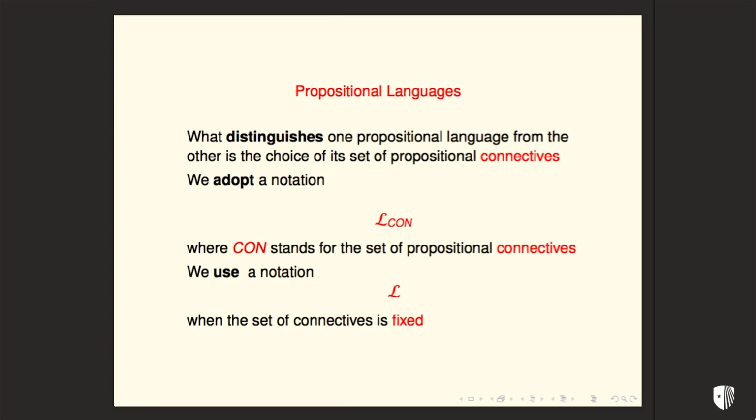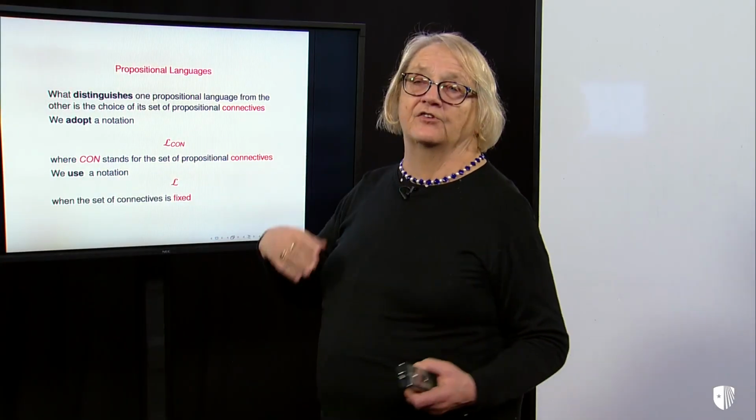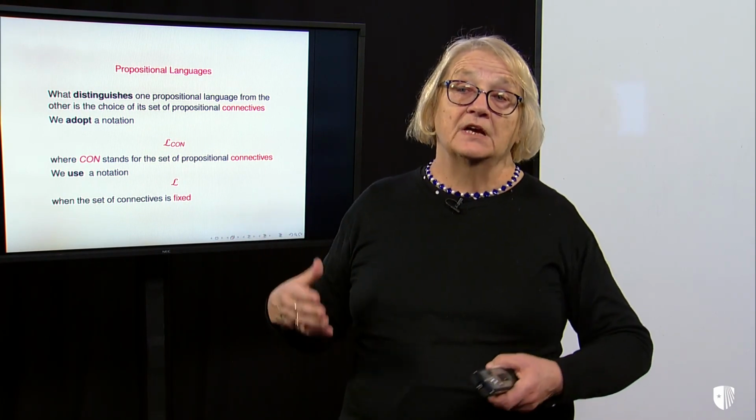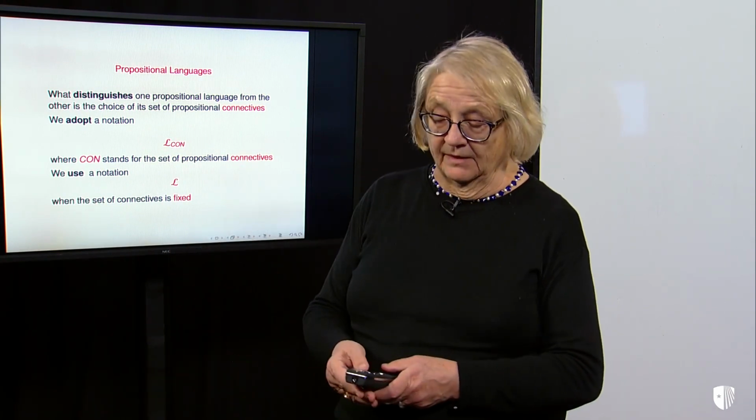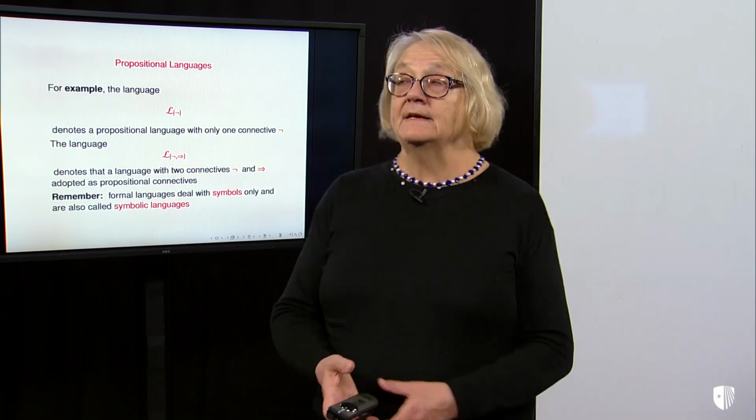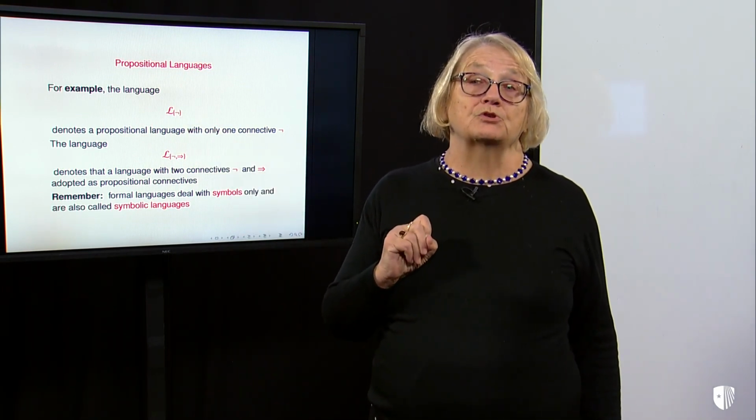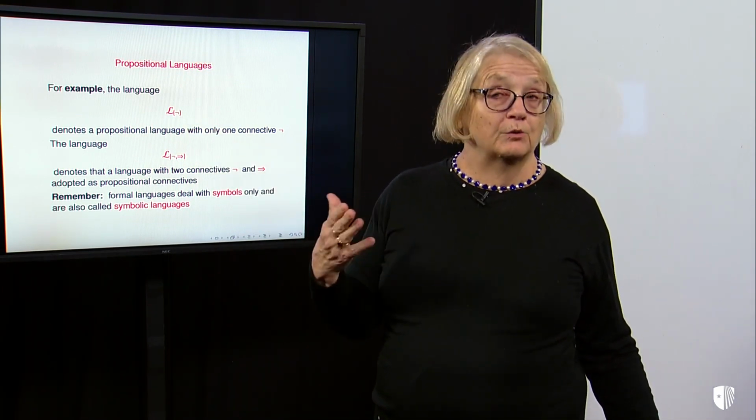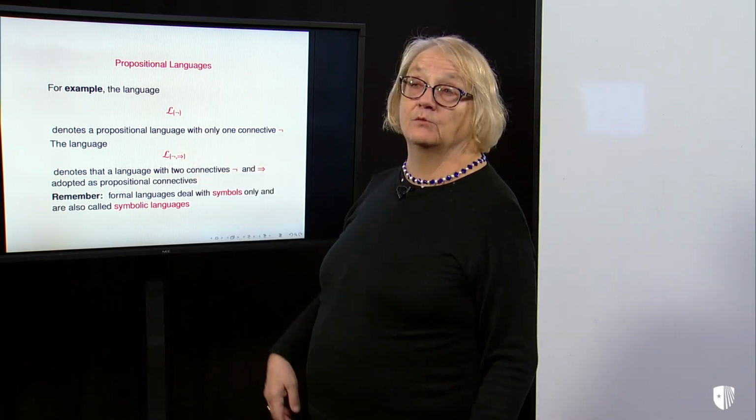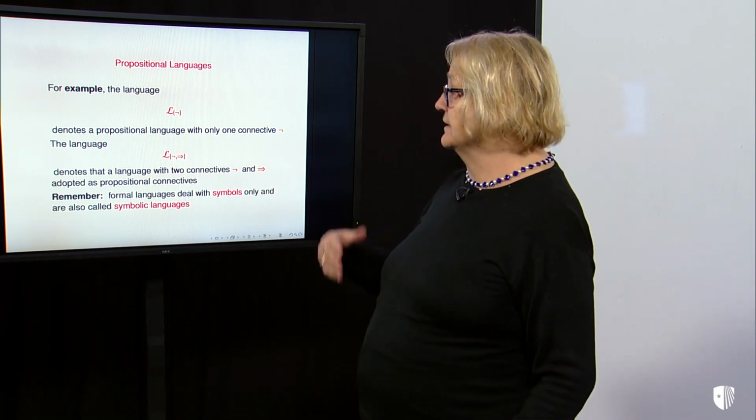That's why we write L with a set of connectives to define the language L. If we already have a fixed set of connectives, we just write L and we'll say propositional language L. For example, this language means that the language has only one propositional connective, negation. We call it negation. That language has a one-argument connective negation and implication and so on.